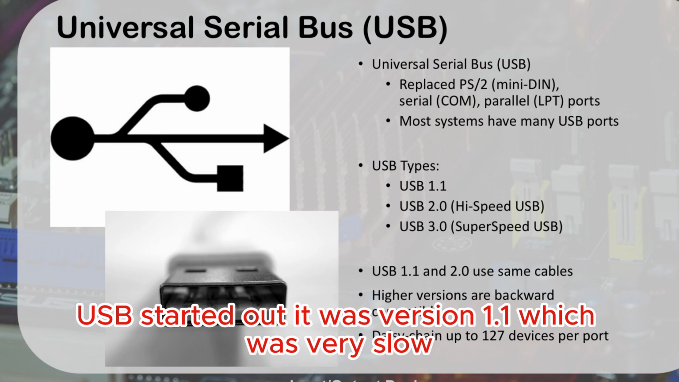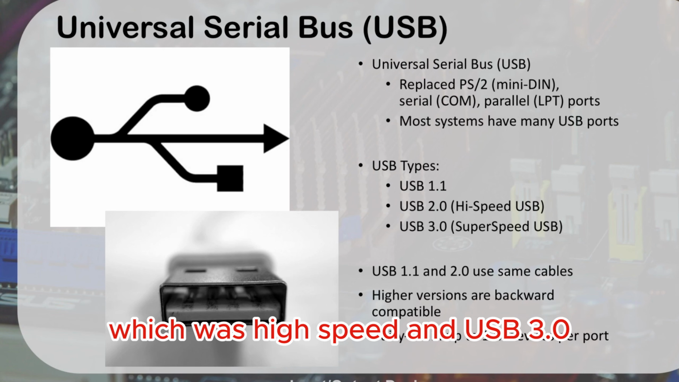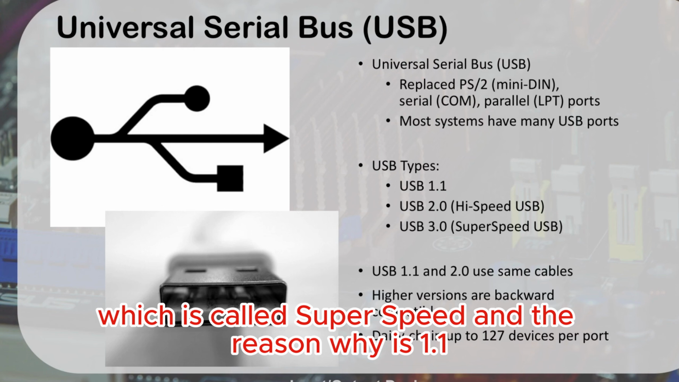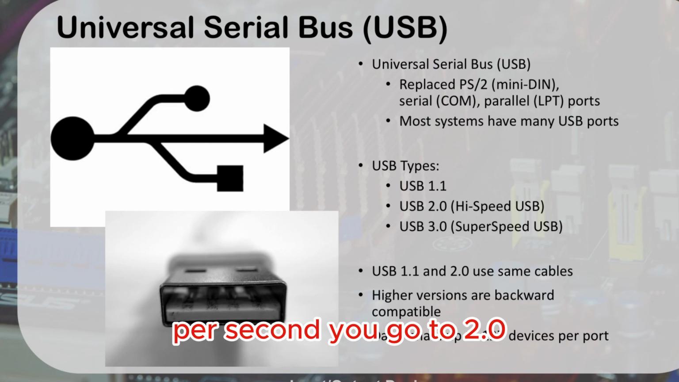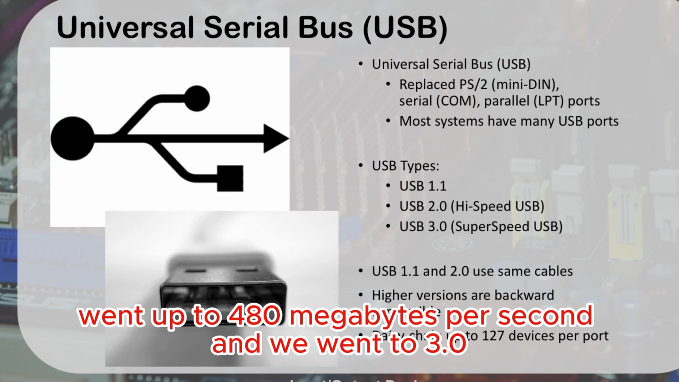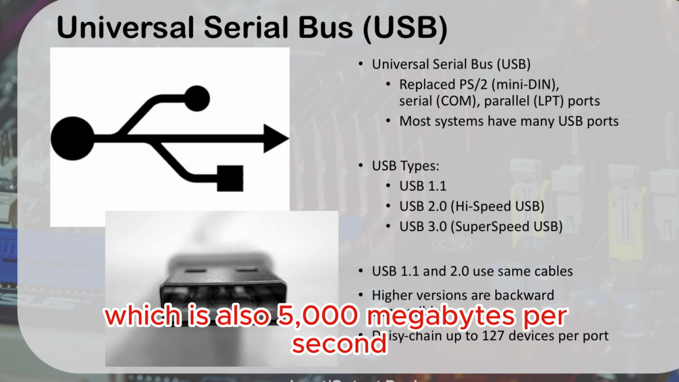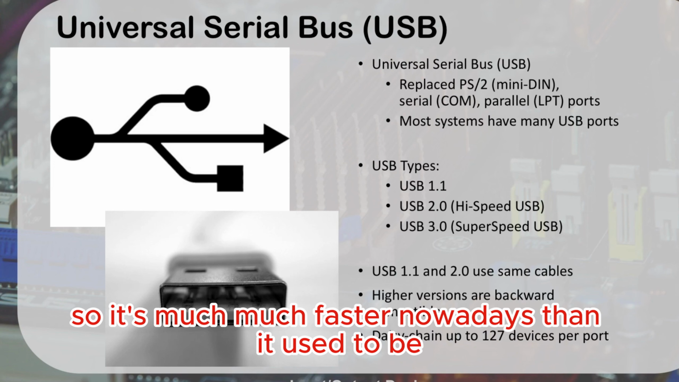USB started out at version 1.1, which was very slow. They then came out with USB 2.0, which was high speed, and USB 3.0, which is called super speed. And the reason why is 1.1 had a maximum speed of about 12 megabits per second. When you go to 2.0, it went up to 480 megabits per second. And when we went to 3.0, it went to 5 gigabits per second, which is also 5,000 megabits per second. So it's much, much faster nowadays than it used to be.